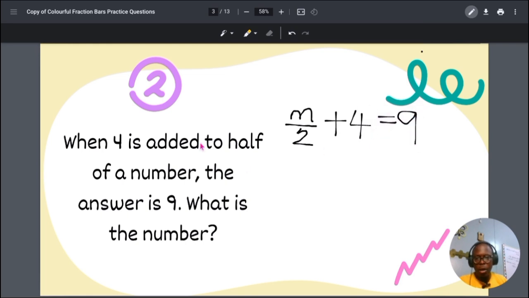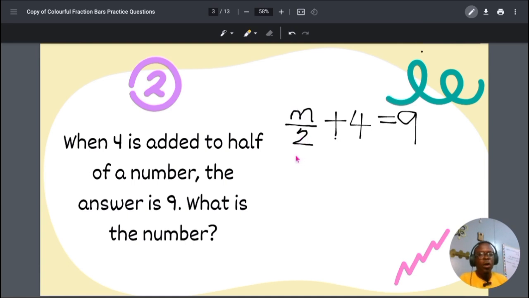And our answer is 9. You see all this grammar written here? I've converted it to a mathematical equation. You should learn to do this often. It will also help you to interpret mathematical questions like this. Half of a number means the number divided by 2.